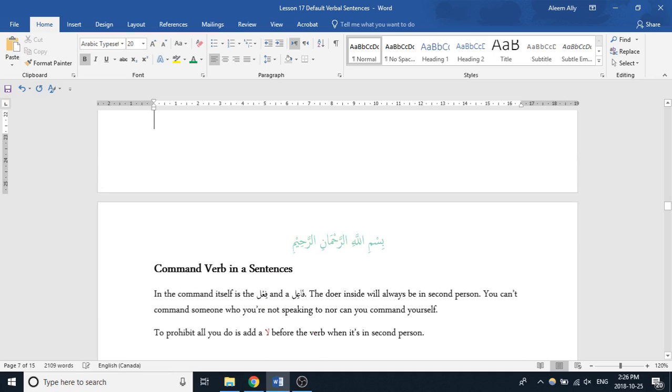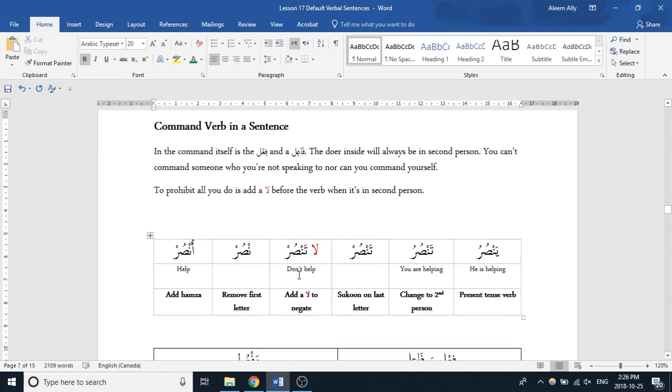Okay, so now we're going to look at the command verb in a sentence. Within a command itself is the action and the doer. You're not going to find the doer outside. And the doer is always going to be in second person, because you can't command somebody that's not there, and nor can you command yourself. It's always going to be somebody that's in front of you, and that's what second person is. It's when you're speaking to somebody.